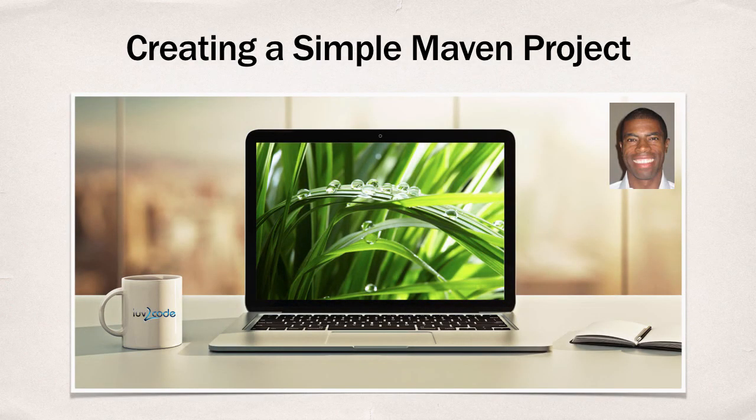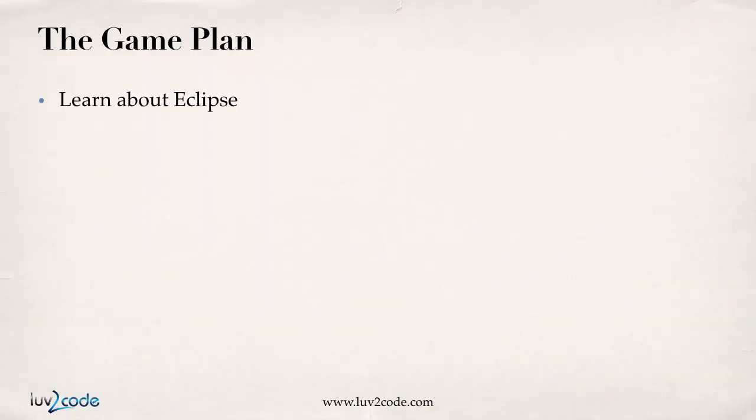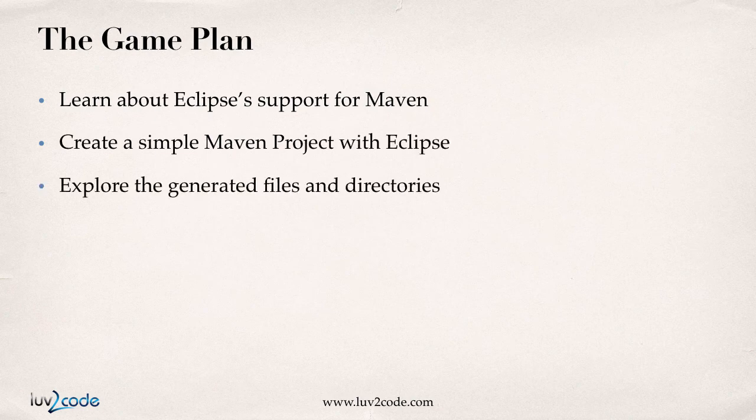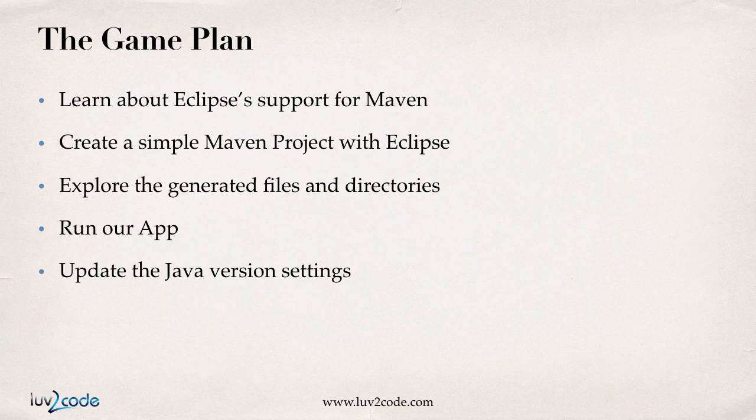In this video, we'll create a simple Maven project. And here's our basic game plan. So we'll learn about Eclipse's support for Maven. We'll also create a simple Maven project with Eclipse. We'll explore the generated files and directories. We'll actually run our application. And then also we'll update the Java version settings because there's some little weird things that happen with the Maven project. And I'll show you how to resolve it, how to work around it.